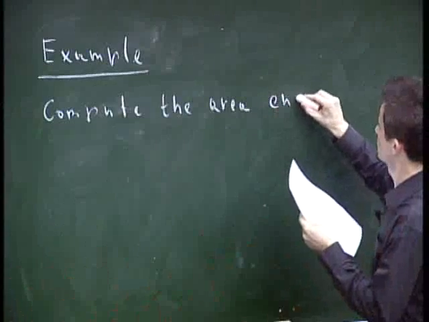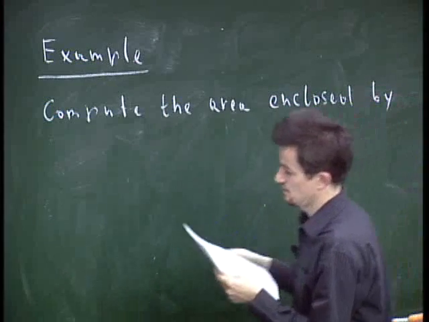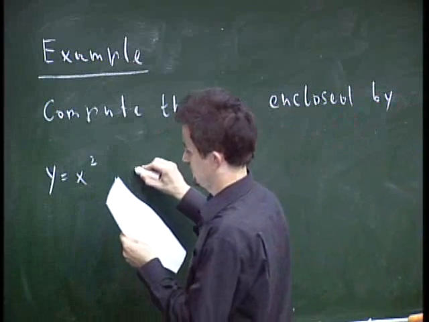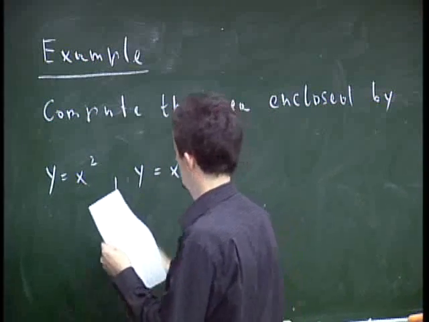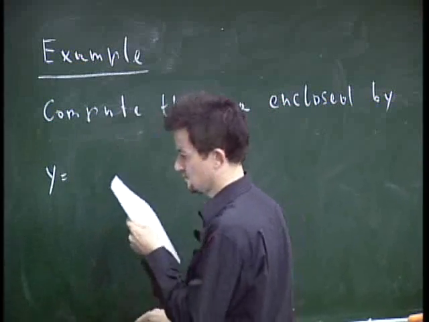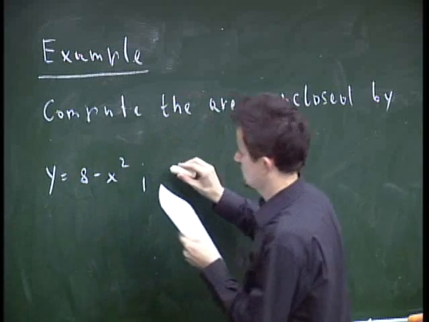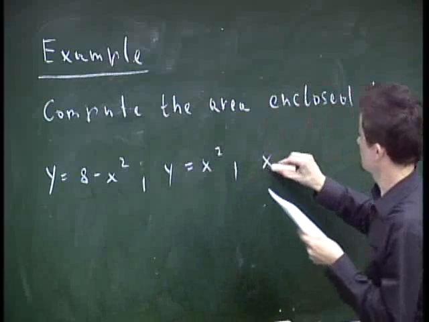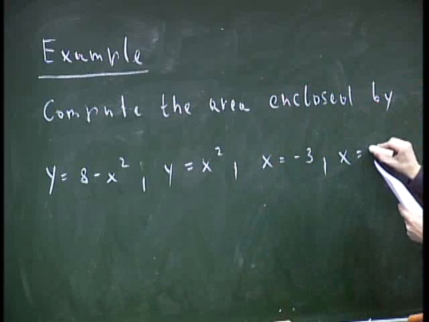And close by y is equal to x squared, y is equal to x to the cube. Oh, no. y is equal to 8 minus x squared, y is equal to x squared, x is equal to minus 3, x is equal to 3.